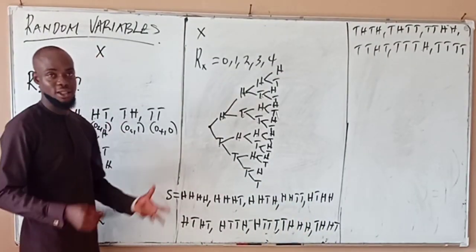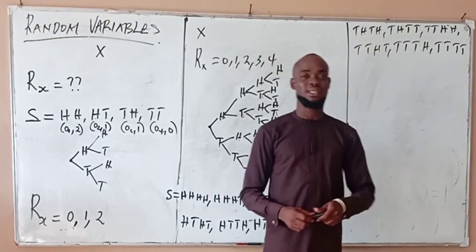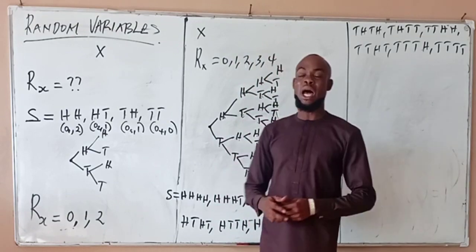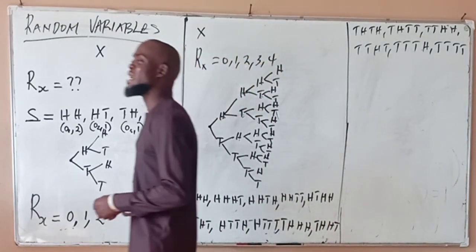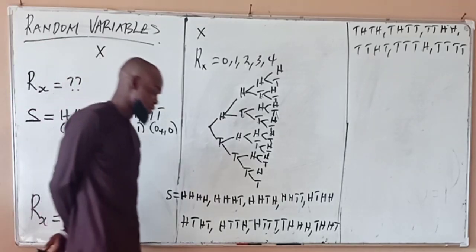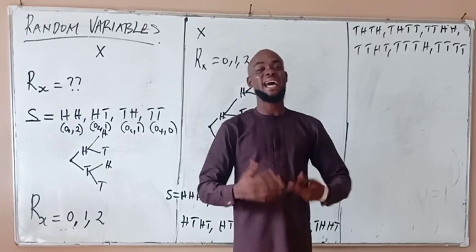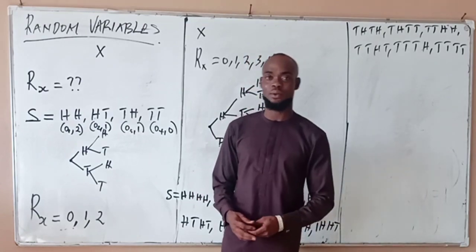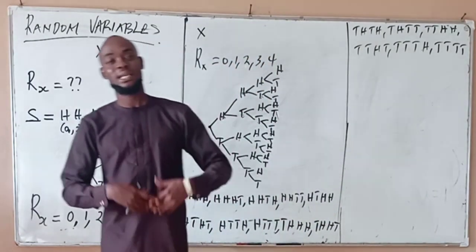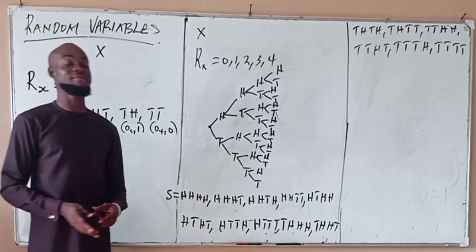Now we're going to look at discrete random variables. Now let S be a discrete random variable that can assume any value, let's say S1, S2, S3, and so on, with respective probabilities.